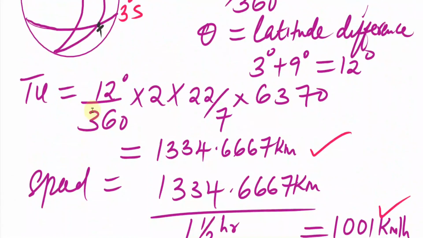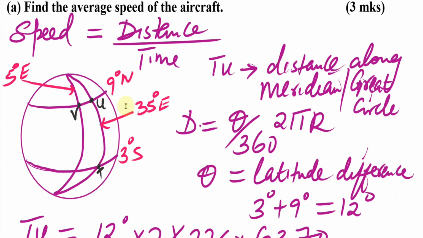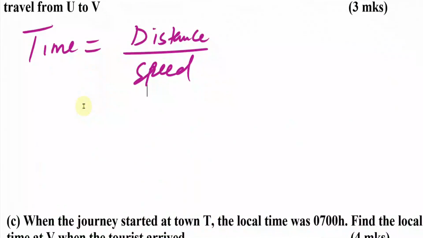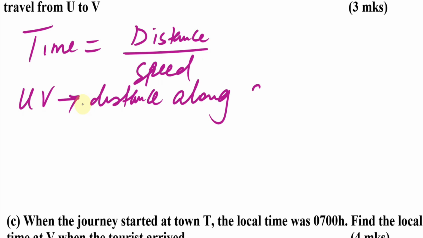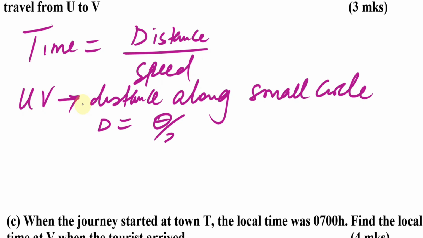Now look at the sketching that we did for the positions. U to V is distance along the small circle. So UV is distance along the small circle, or the circle of latitude. To obtain that distance, this distance is given by theta over 360 times 2 pi r cosine of alpha.